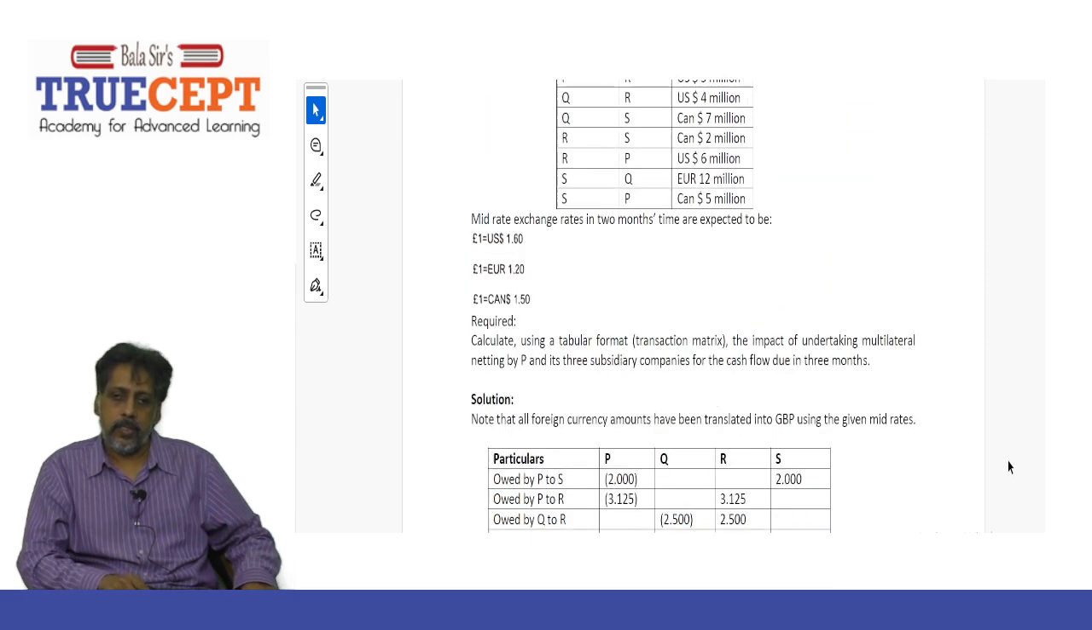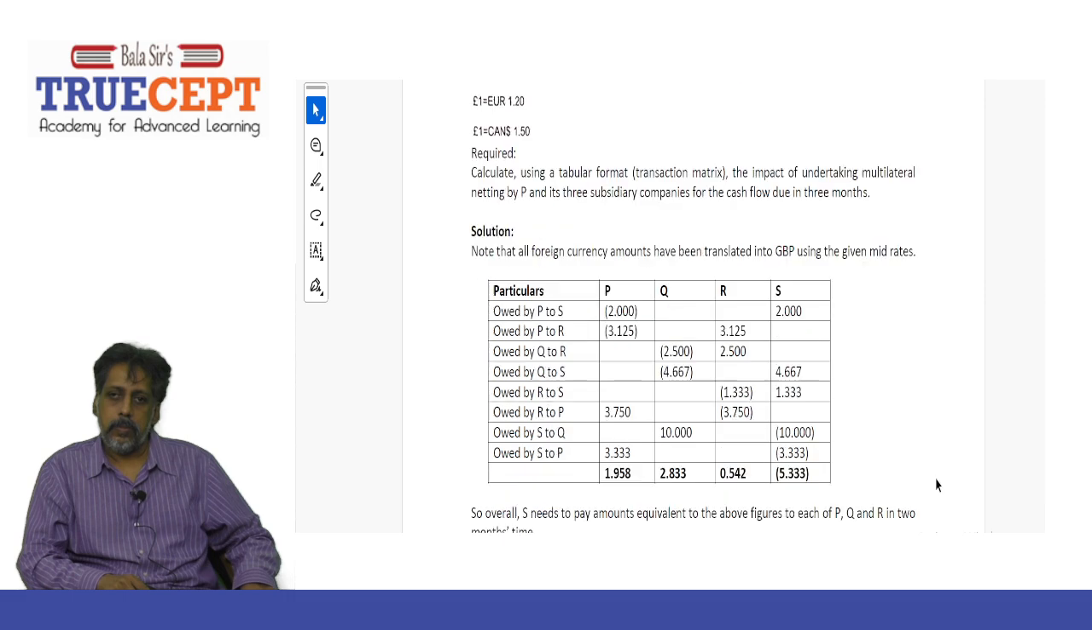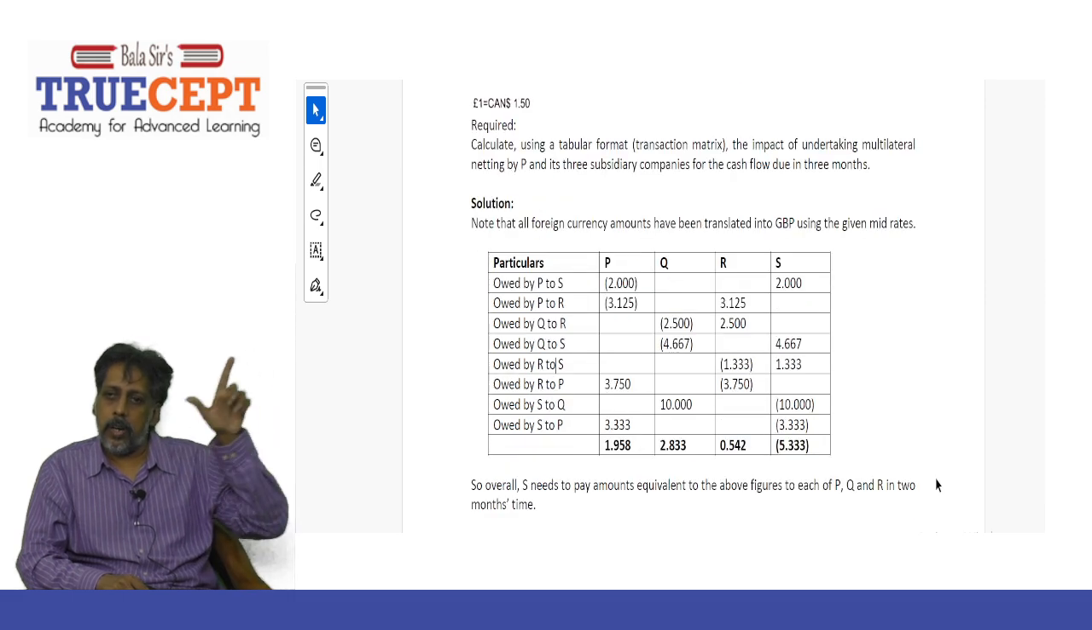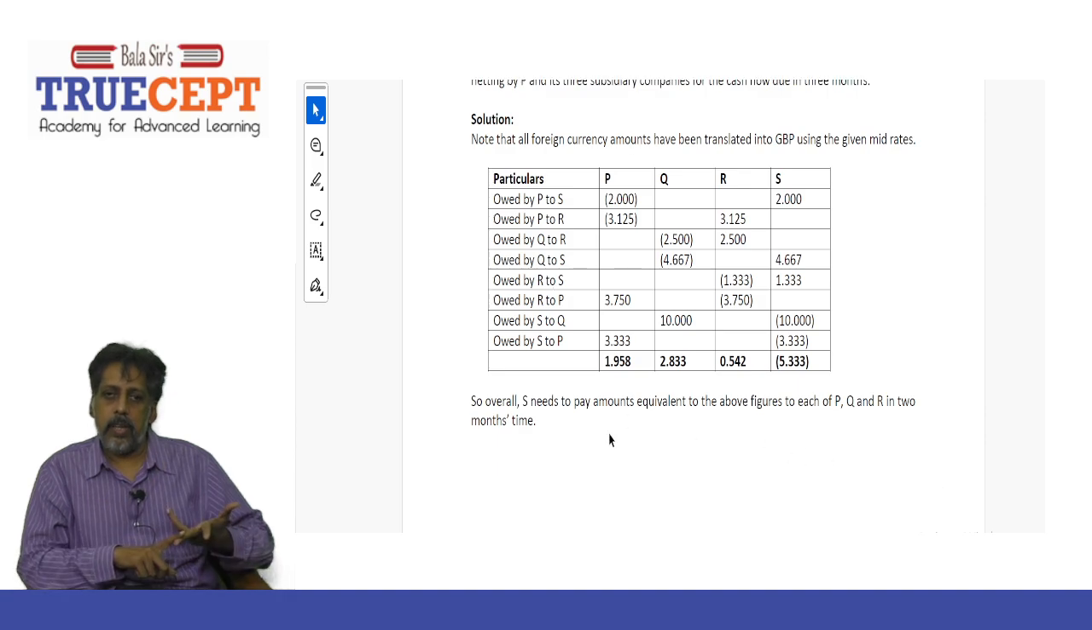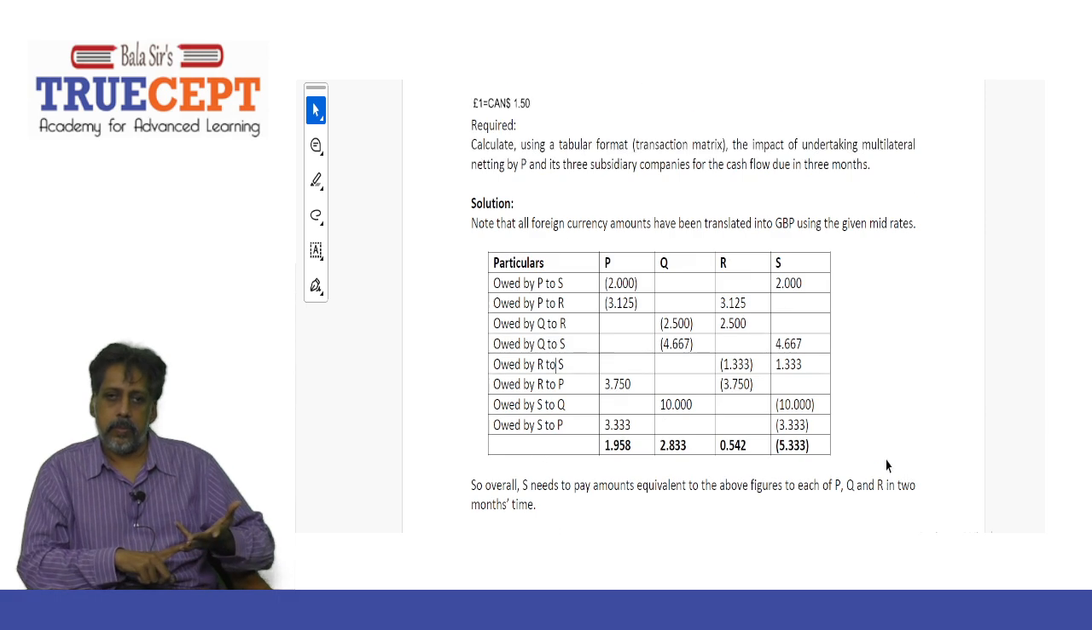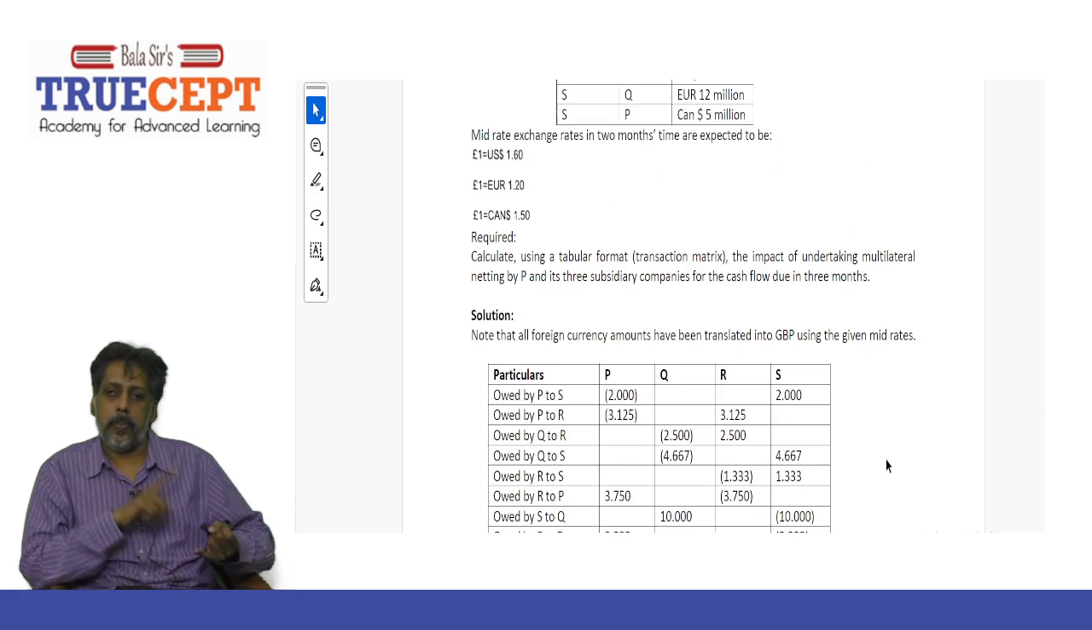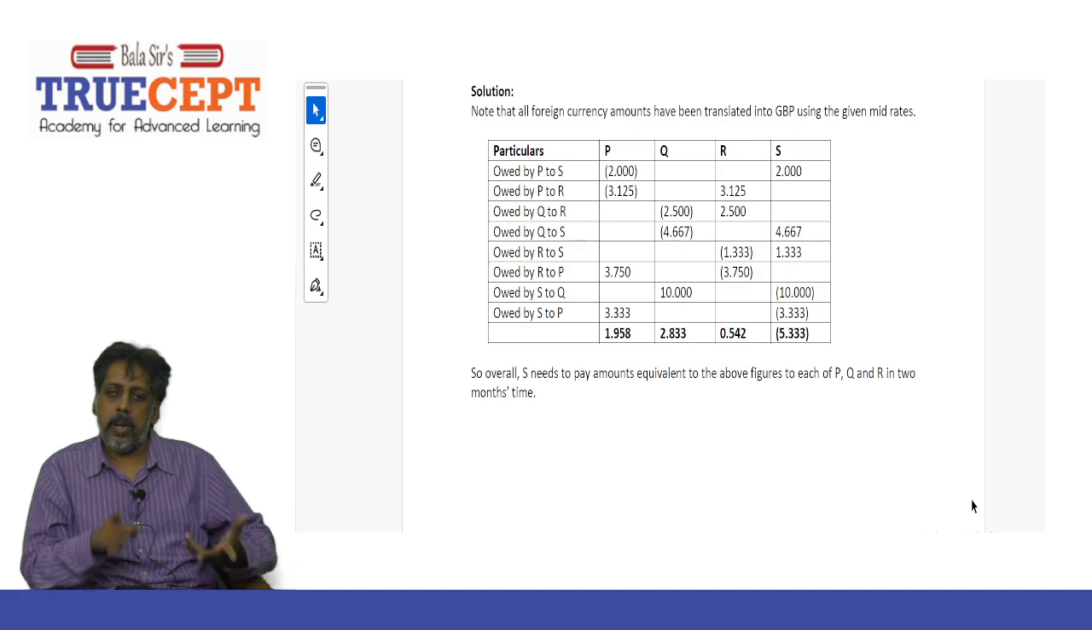Next, S to Q, euro 12 million. Very good. 12 by 1.2. How much? 10 million. Under S it is negative, and under Q it is positive. Next, S to P, Canadian dollar 5 million. So divide 5 million by 1.5. How much do you get? It's 3.333 under P positive, receivable. Under S it is negative 3.333. That's it. Yes, sir.